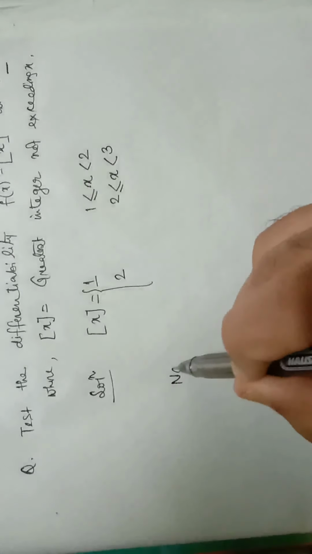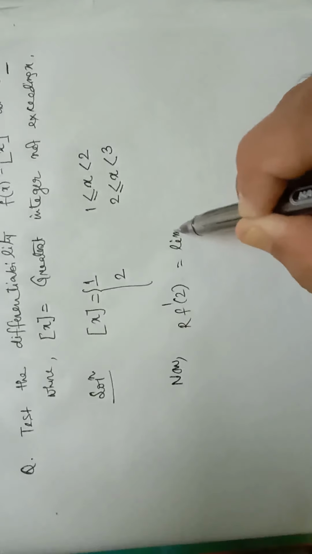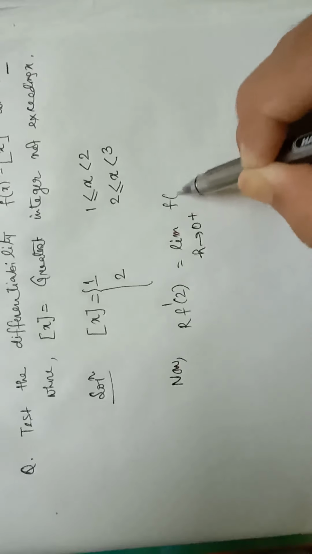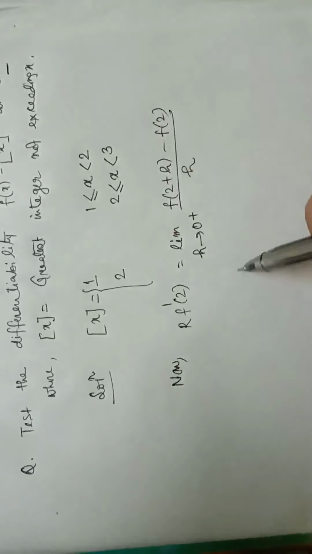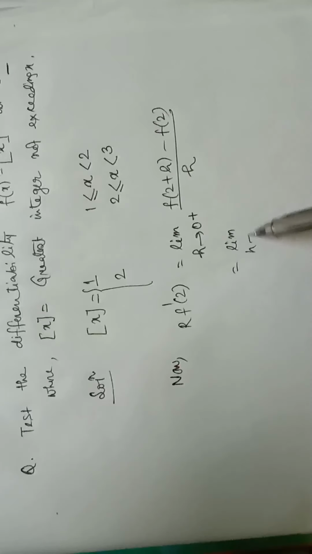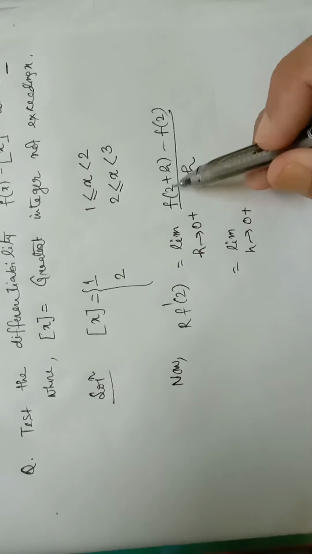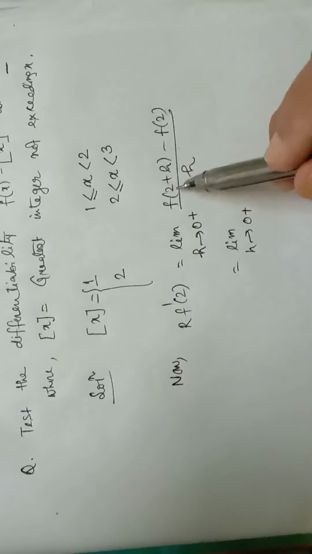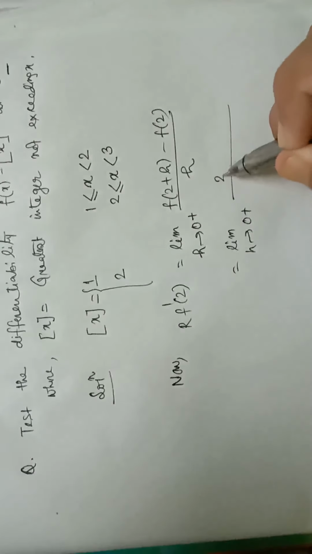Now, Rf dash 2, the right hand derivative at x equal to 2, is limit h tends to 0 plus, f of 2 plus h minus f of 2 divided by h. Limit h tends to 0 plus means h is positive, so 2 plus h is greater than 2. Now box of 2 plus h will be 2, because 2 plus h is more than 2, its box will be 2.